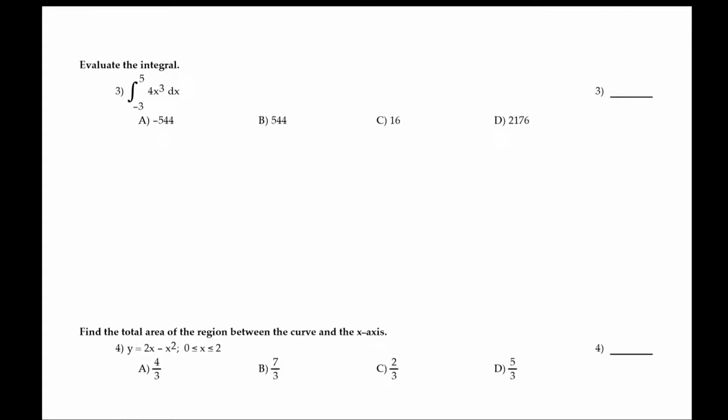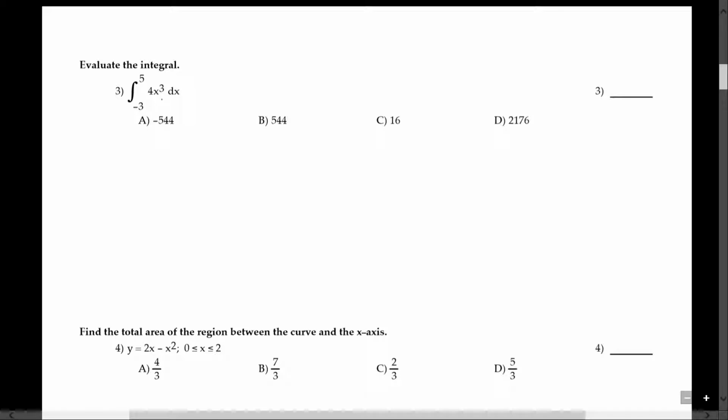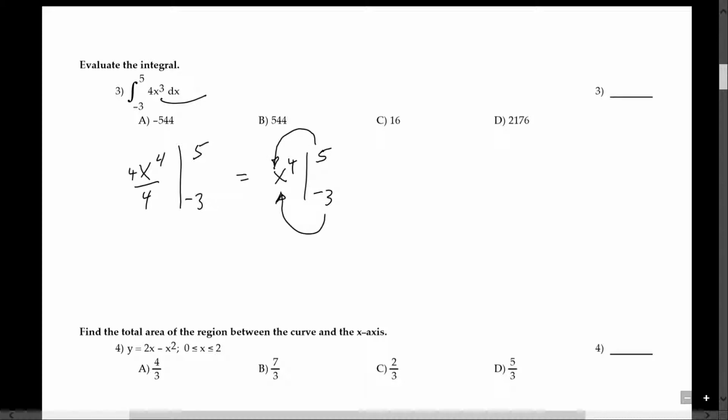Next, we want to do a very simple integral. And of course, we want to take the antiderivative, which in this case is 4x to the 4th over 4. From minus 3 to 5, that would be equal to x to the 4th between minus 3 and 5. And substitute 5, and then substitute minus 3 and subtract.